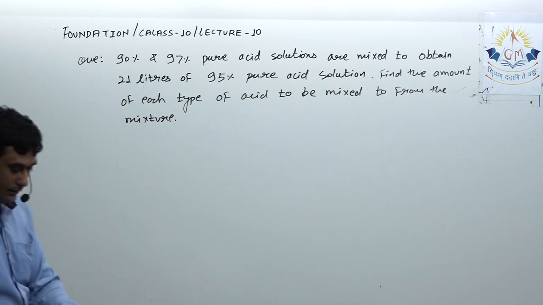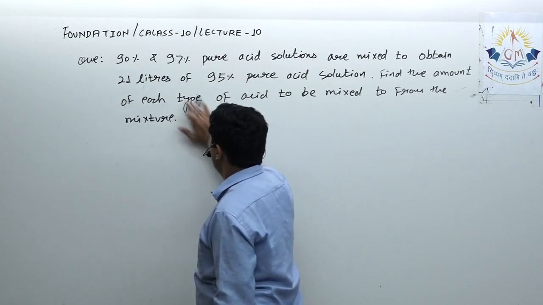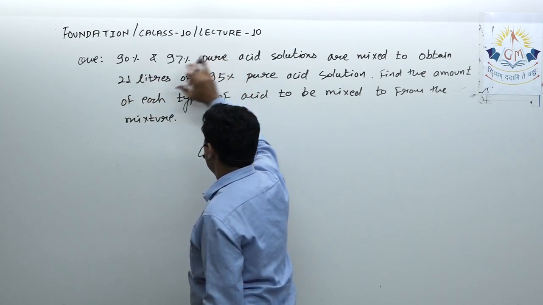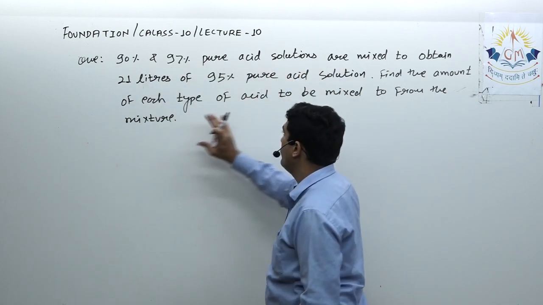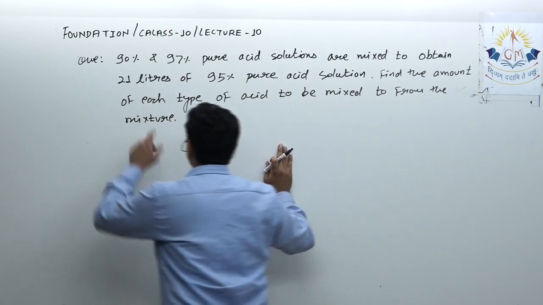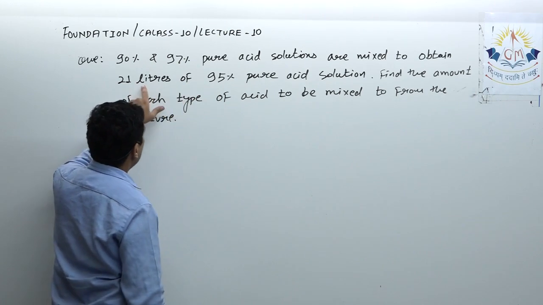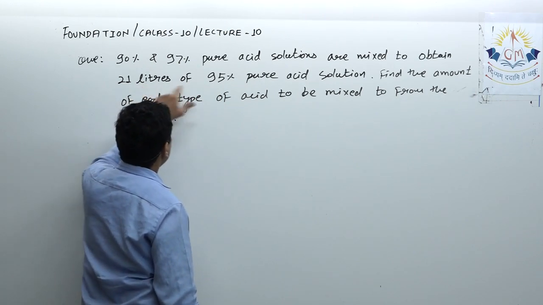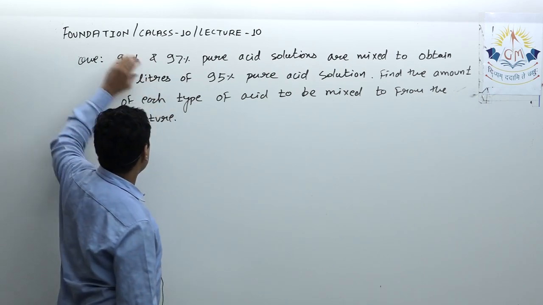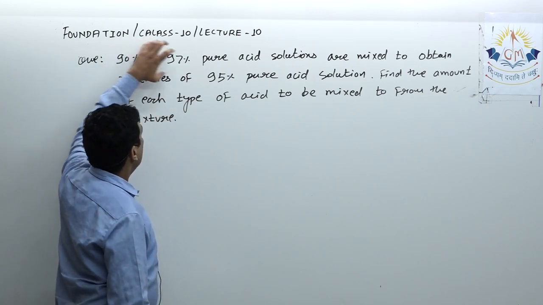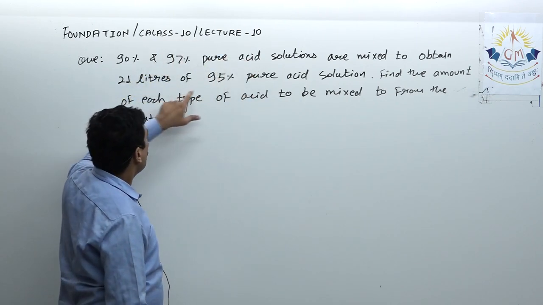Okay, now let us see the question once again. It says that 90% pure acid solution and 97% pure acid solution, when we mix these two, we get 21 liters of 95% pure acid solution. So we have to find what amount of 90% solution and what quantity of 97% should be mixed.